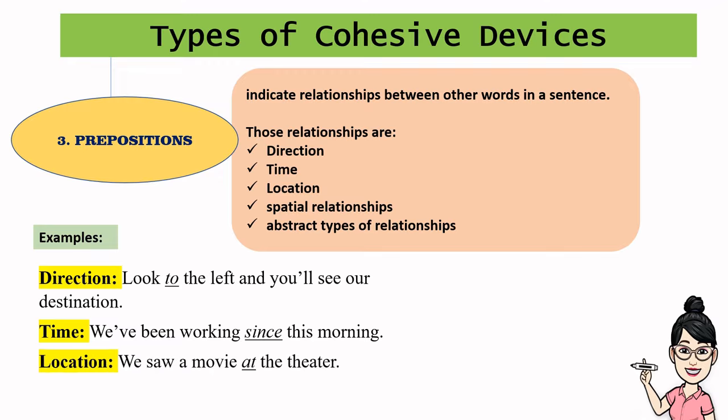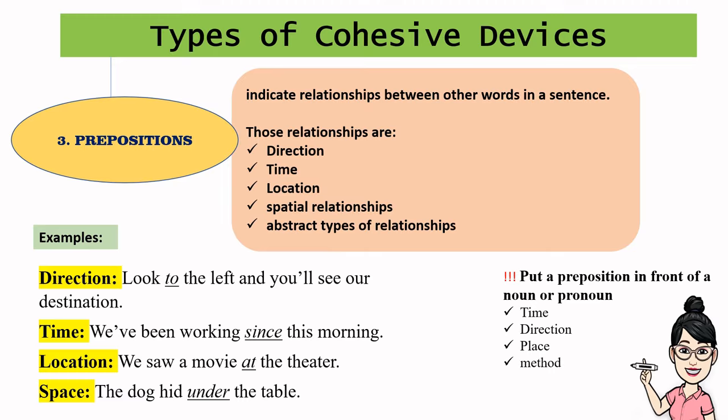Location. We saw a movie at the theater. Space. The dog hid under the table. The underlined words are the prepositions. Now, gamitin natin ang mga ito sa iba pang pangungusap. Tandaan, kung para sa time, direction, place or method, put a preposition in front of a noun or pronoun. This shows a relationship between the noun and the rest of the sentence.